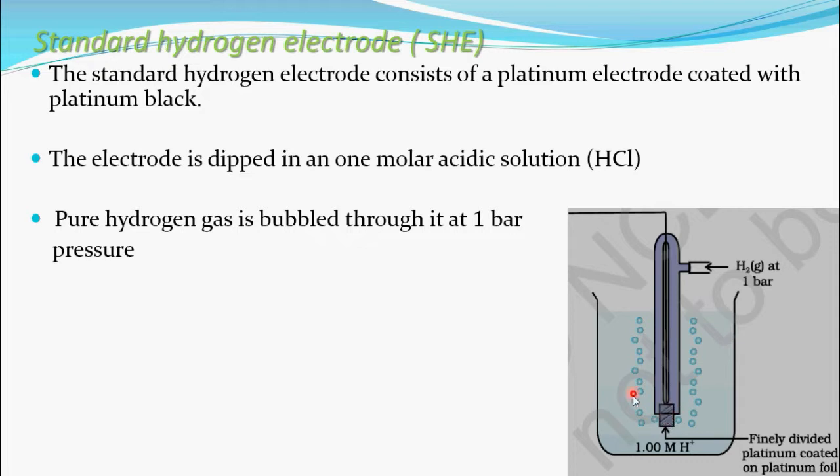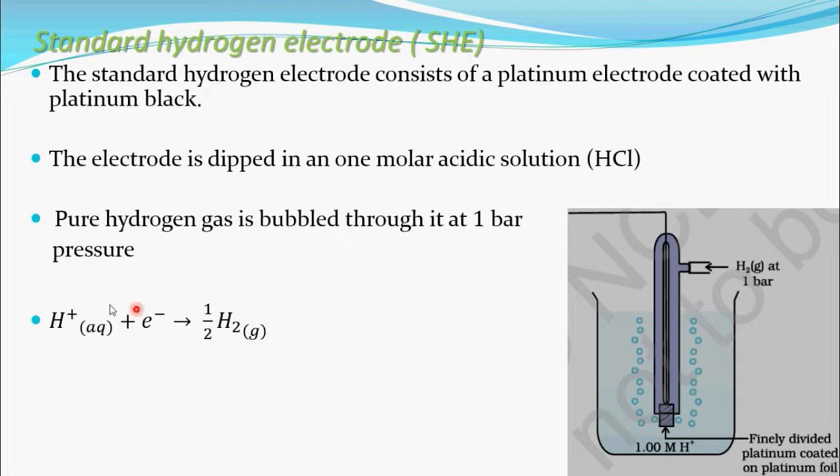Now, in this 1 molar HCl solution, which is the electrolyte, the HCl will be in ionic form, that is H plus and Cl minus. What will be there in this solution? H plus and Cl minus ions will be there. Those H plus ions and this hydrogen gas will attain equilibrium.